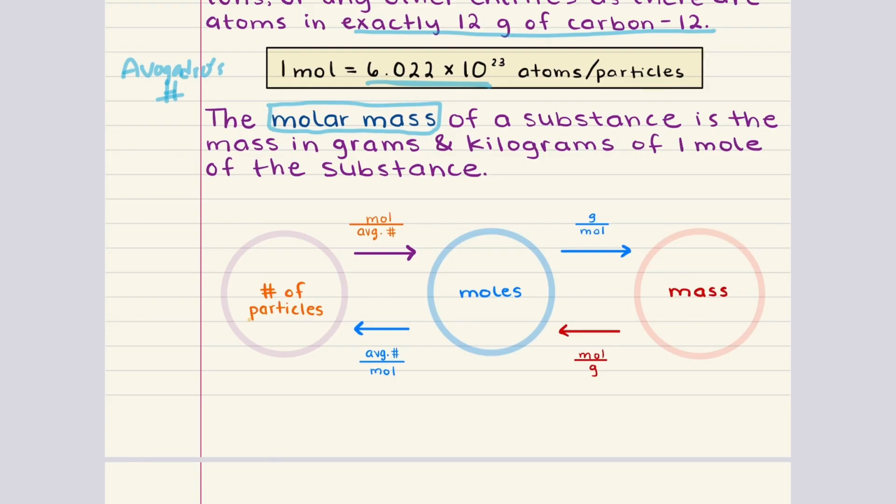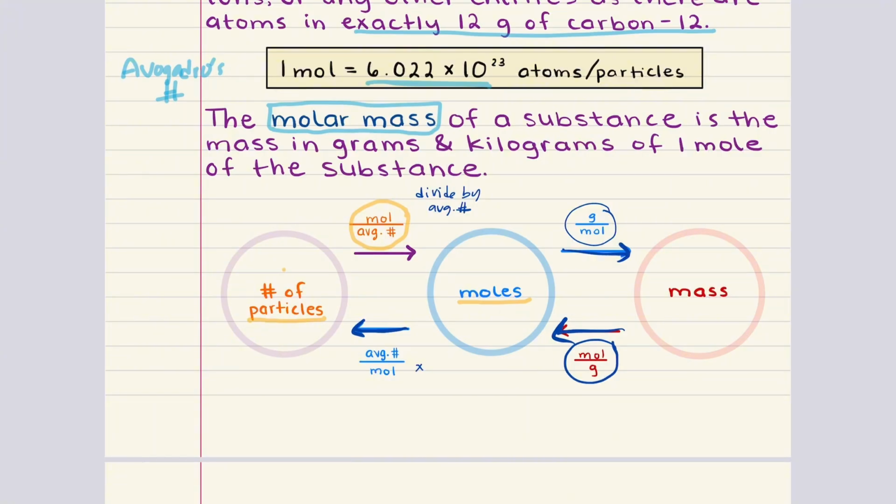So here I want to point out, if you want to move from number of particles to moles, you can go ahead and divide by Avogadro's number. If you want to go in the opposite direction from moles to number of particles, you're going to multiply by Avogadro's number. If you go from moles to mass, you're going to multiply by molar mass. And if you go from mass to moles, you'll divide by molar mass.